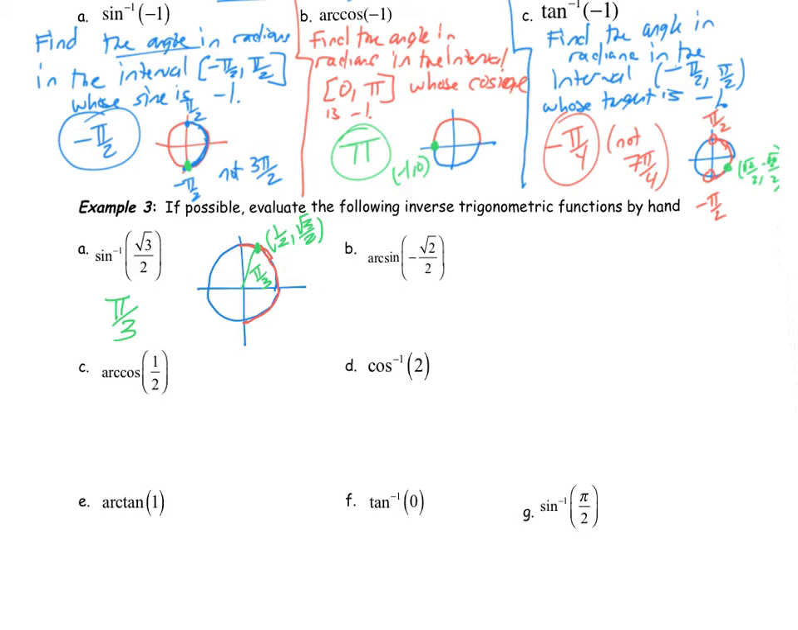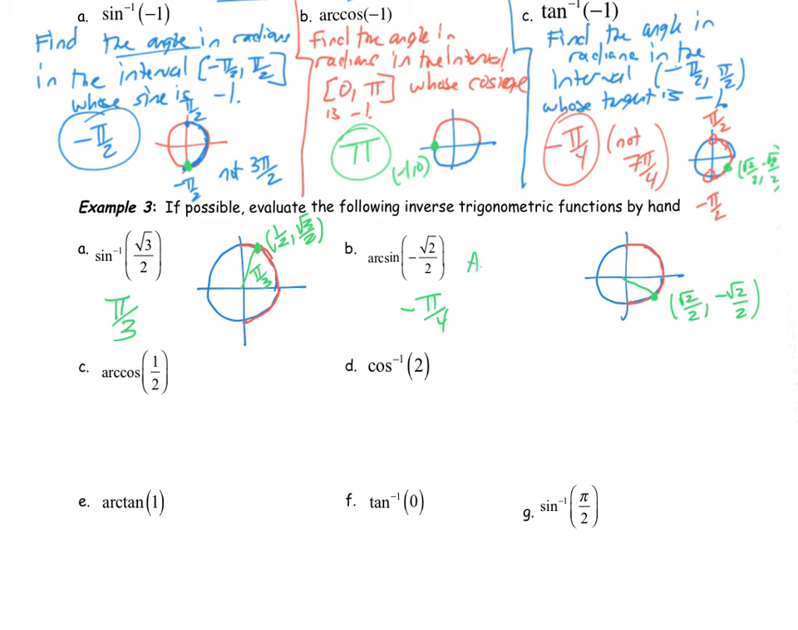Okay, arc sine of negative rad 2 over 2. Arc sine is the same thing as sine inverse. So we need to find the value on the right half of the unit circle whose sine is negative rad 2 over 2. So that's going to be a reference angle of pi over 4. So this point has a coordinate of rad 2 over 2, negative rad 2 over 2. And now we need to name it negative pi over 4. Okay, not 7 pi over 4.